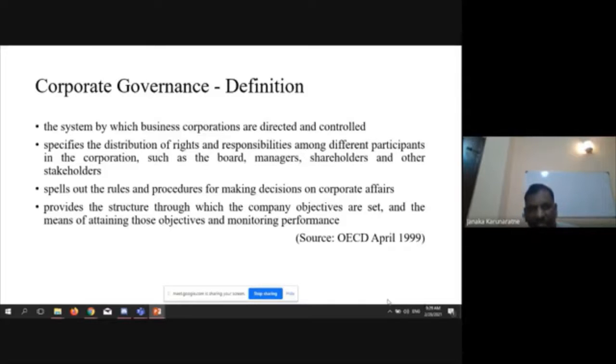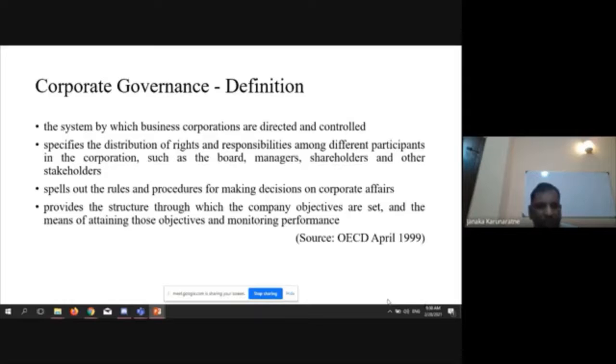As I mentioned, there are many more definitions of corporate governance. This is one OECD introduced in April 1999: the system by which business corporations are directed and controlled, which specifies the distribution of rights and responsibilities among different participants in the corporation, such as the board, managers, shareholders, and other stakeholders. So a well-defined corporate governance structure specifies the rights and responsibilities for each category of people: the board, management, shareholders, and other stakeholders like customers, regulators, and so on.